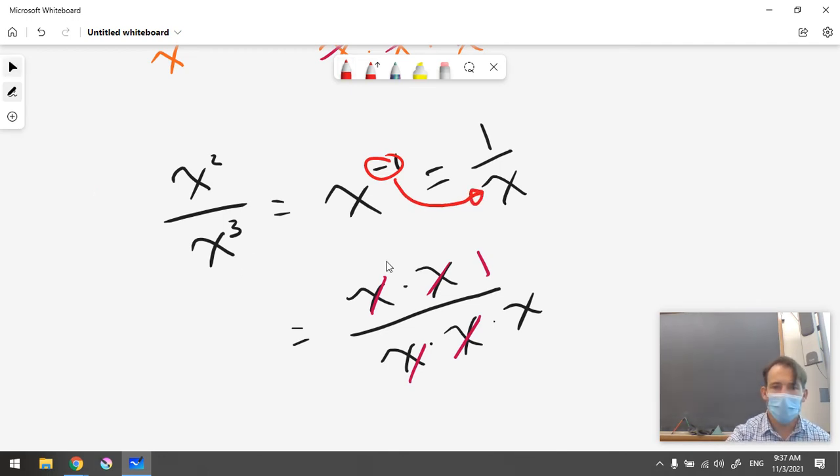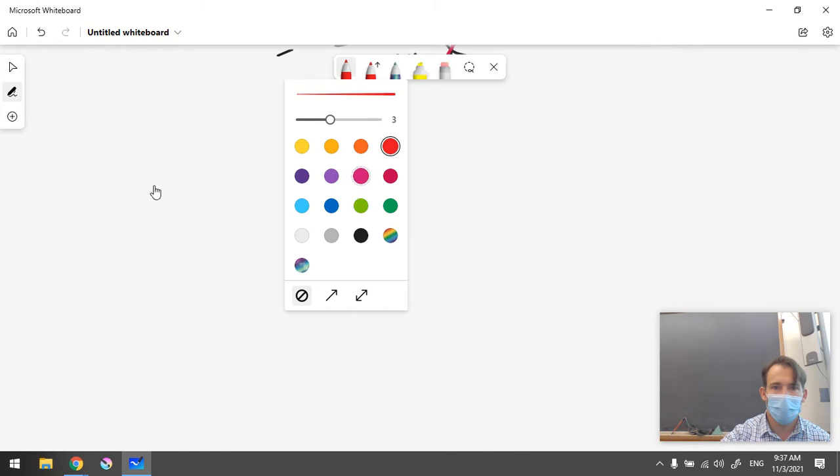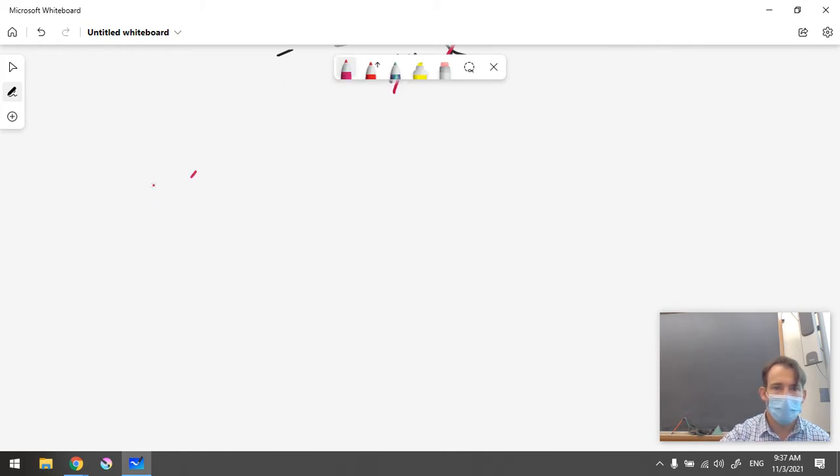So here's another related question. If I had x to the negative 5, what is this equal to? X to the negative 5 is equal to what? How would I do that? How would I write that with a positive exponent?